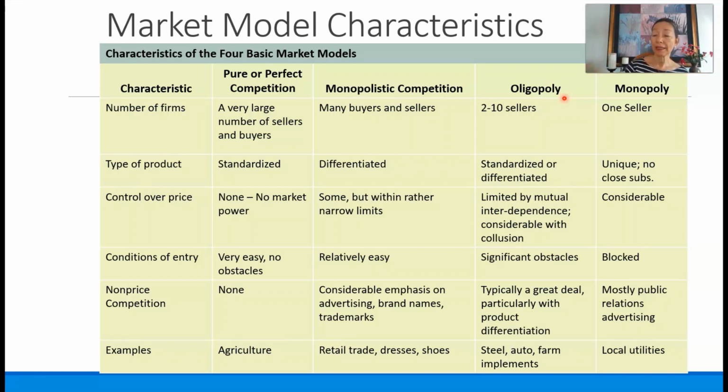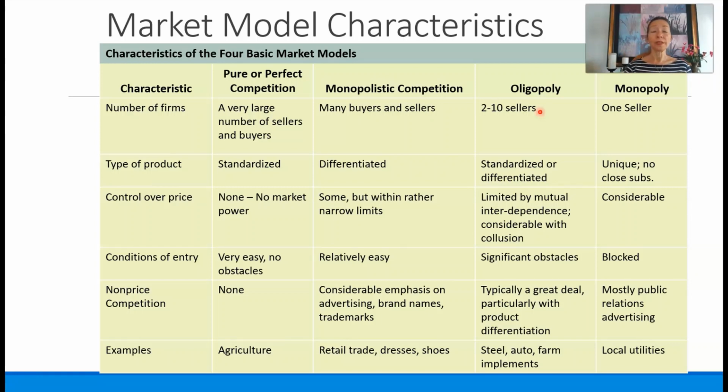The type of product that they produce can be standardized or differentiated. Oh, incidentally, another type of oligopoly would be your cell phones, right? We have Apple and Samsung, and maybe LG produces a cell phone. That's an oligopoly. Cell phone service providers, T-Mobile, Verizon, AT&T, those are oligopolies.